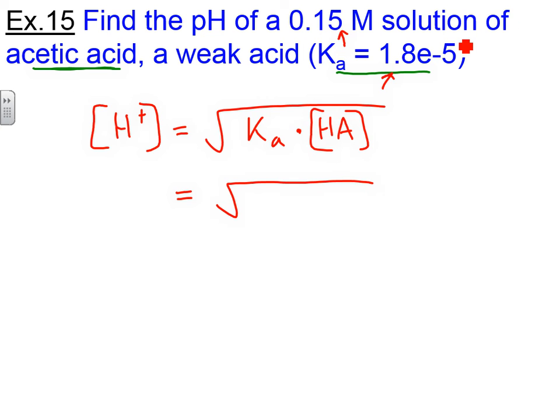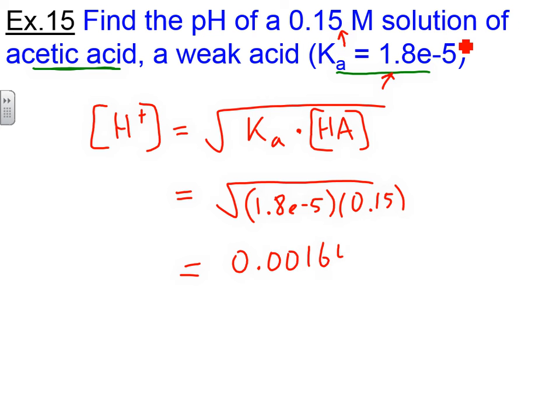So we got 1.8 E negative 5 times 0.15. Go ahead and plug this into your calculator and take the square root of it. Let's take the square root of that, and we get ourselves an answer that's 0.001643. Now this is actually molarity because what we're solving for is H+.